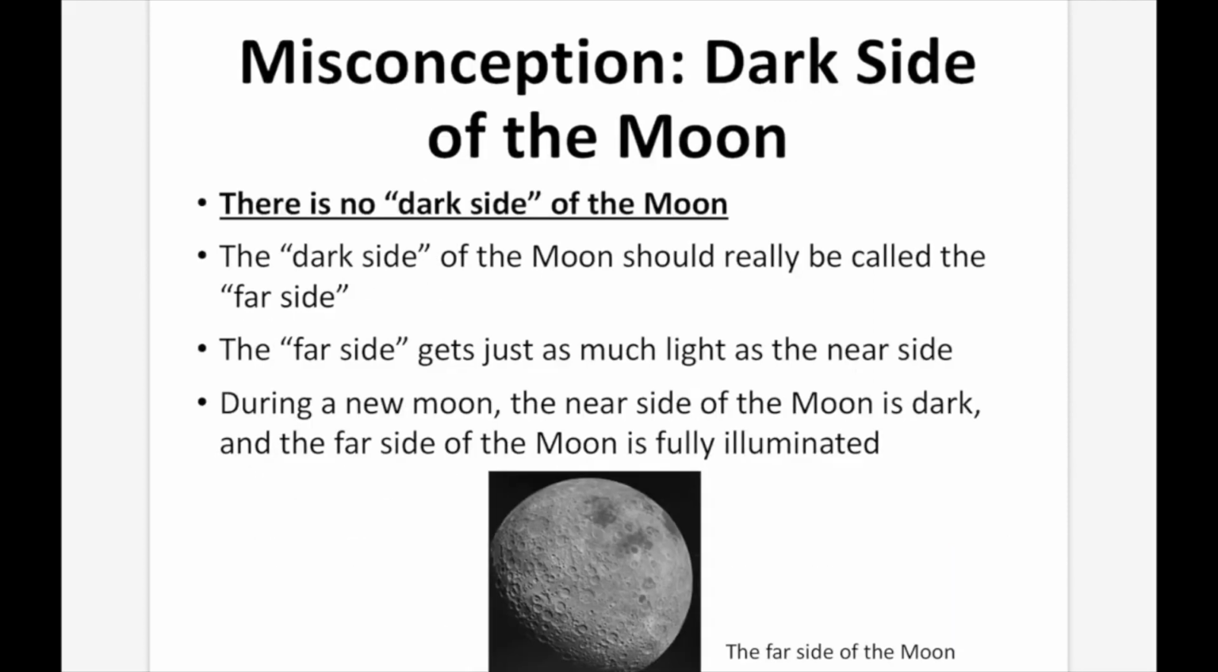Misconception: the dark side of the Moon. A lot of people refer to the far side of the Moon as the dark side of the Moon, as in the part of the Moon that doesn't receive any sunlight. But there is no dark side of the Moon. The dark side of the Moon should really be called the far side of the Moon. The far side gets just as much light as the near side.